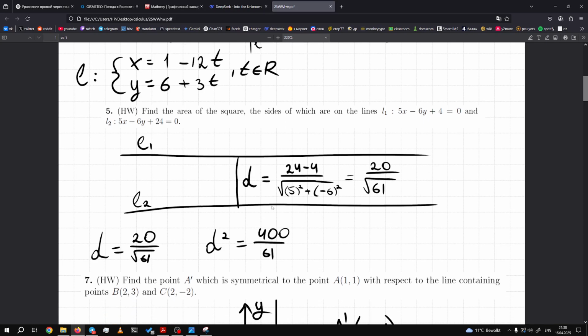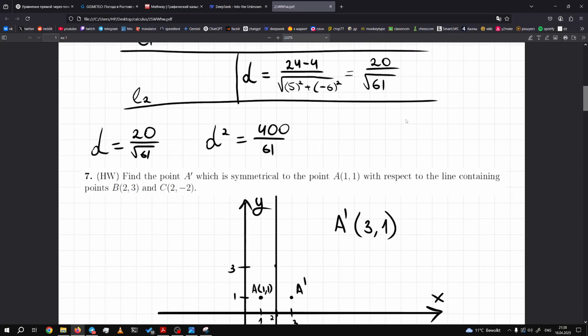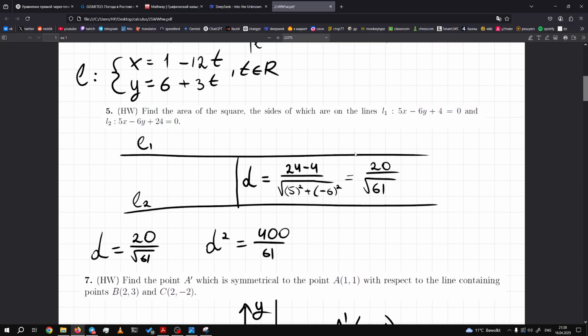That's all. So the next task is actually a bit tricky. Find the area of the square, the sides of which are on the lines. We have two lines. And look, the coefficients before x and before y are the same. That means that they are parallel. So they are in the same direction, you know. So this is L1 and L2.